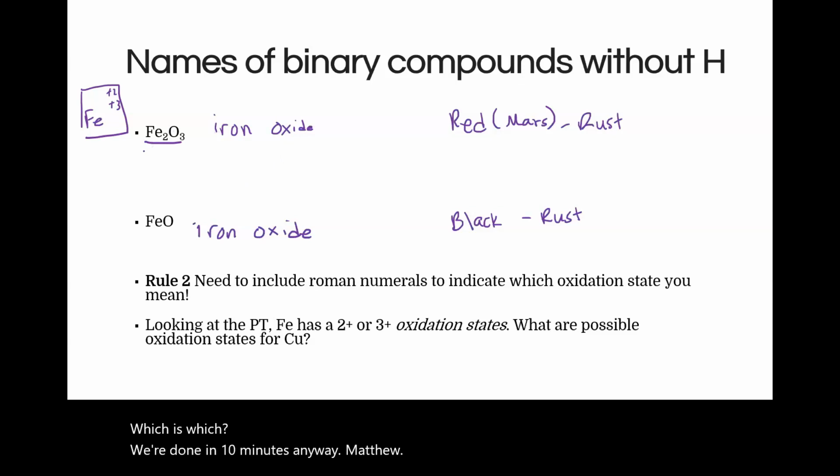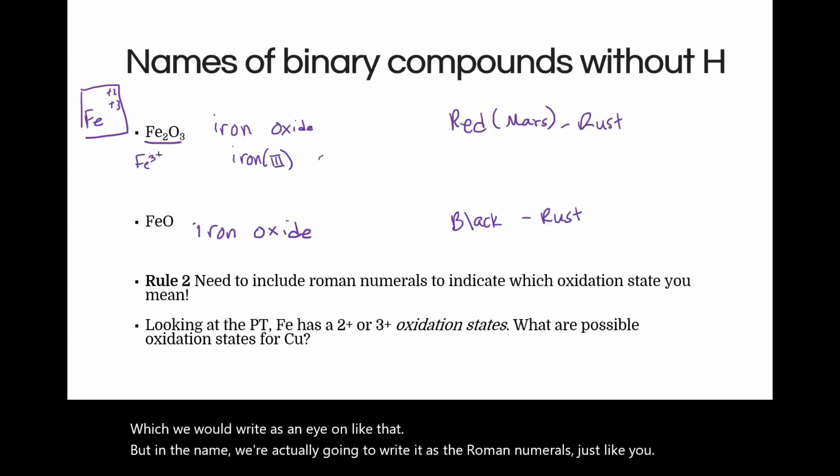Yeah, how did you get that? This is Fe3+, which we would write as an ion like that. But in the name, we're actually going to write it as the Roman numerals, just like you typed it. Like so.